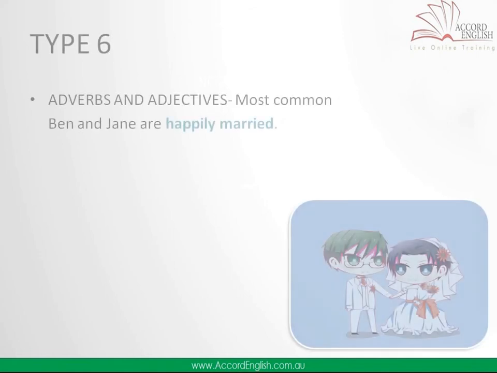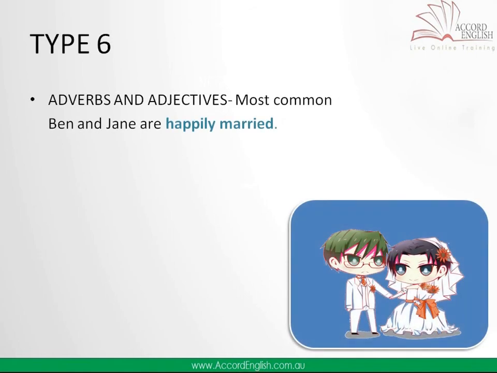And finally we have adverbs and adjectives together to form one collocation. The key thing to note here is that this is the most common kind of collocation that you would find in normal speech and written content. Let's look at this example given here. It says Ben and Jane are happily married. As you can see, there are an adverb and an adjective used in the sentence, which are happily and married. So these together form one collocation called happily married.